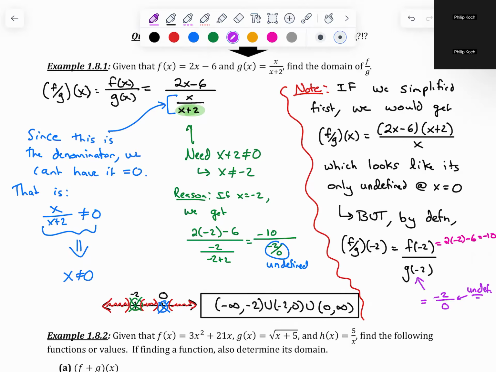So that's the reason why we don't simplify early. It's because you lose out on a little bit of information based on the original context. The definition plays a big role here. The definition of this function is that it is defined as f divided by g. So when you plug in specific values, you need to make sure that those values work in each function. Any questions on that?